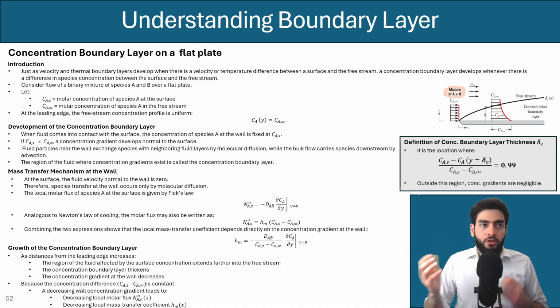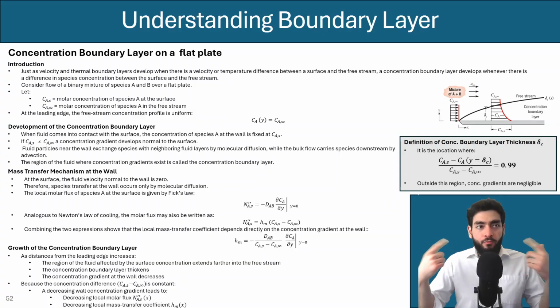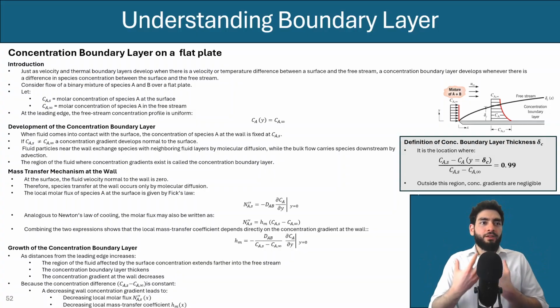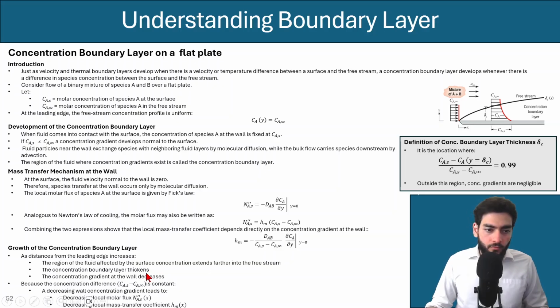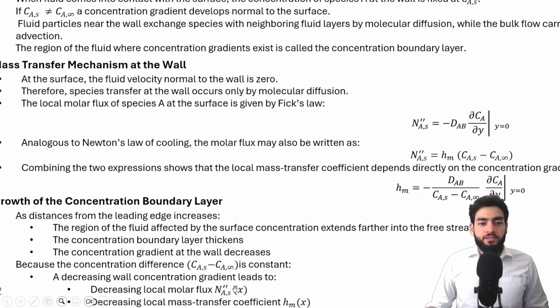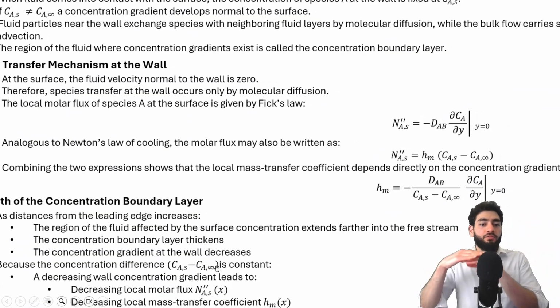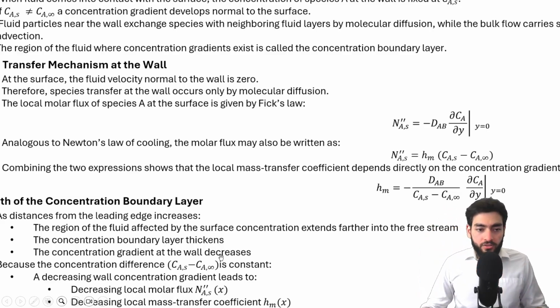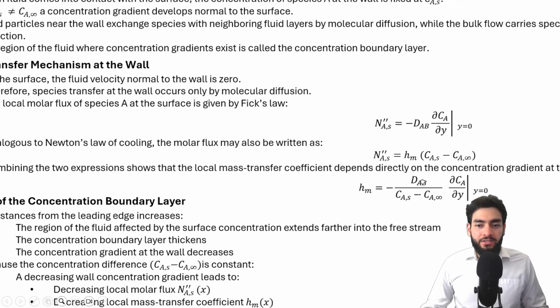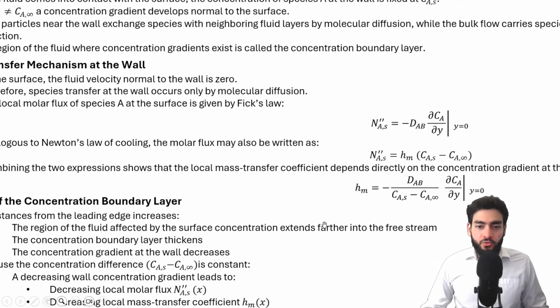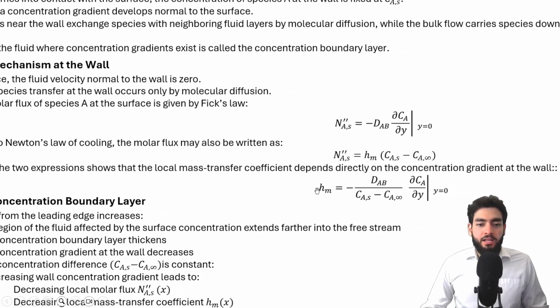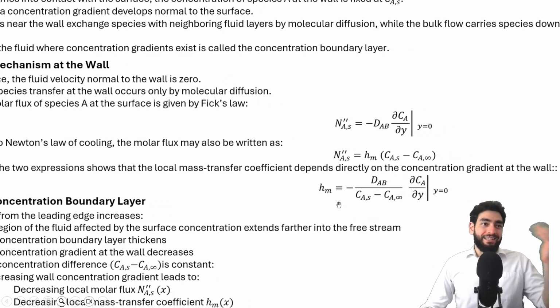So we know that as the Reynolds number increases, we have more inertial forces, and if you have more inertial forces, you'll have better mixing. Now, because the concentration difference between the surface of the plate and the bulk is constant, a decreasing wall concentration gradient leads to a decreasing molar flux, which is understandable, and that's because the mass transfer coefficient decreases.